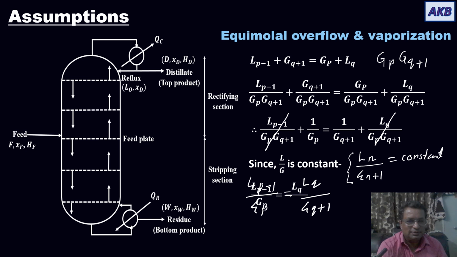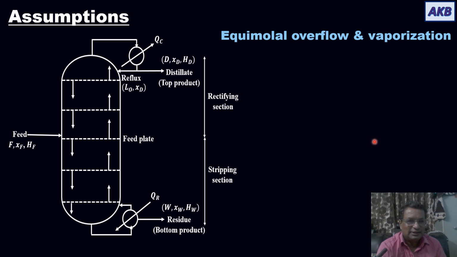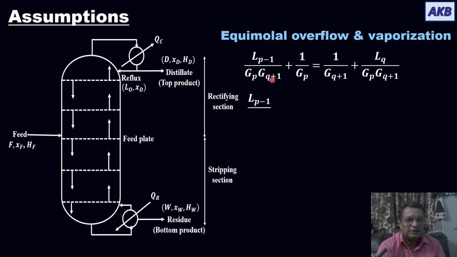Now let me rub this thing. So I have already shown over here. So that means LP minus 1 upon GP is equal to LQ upon GQ plus 1, and that's why these two terms get cancelled. And let us see what happens next. So you have this equation. I have already talked about it. So this leads to this equation: 1 upon GP is equal to 1 upon GQ plus 1.